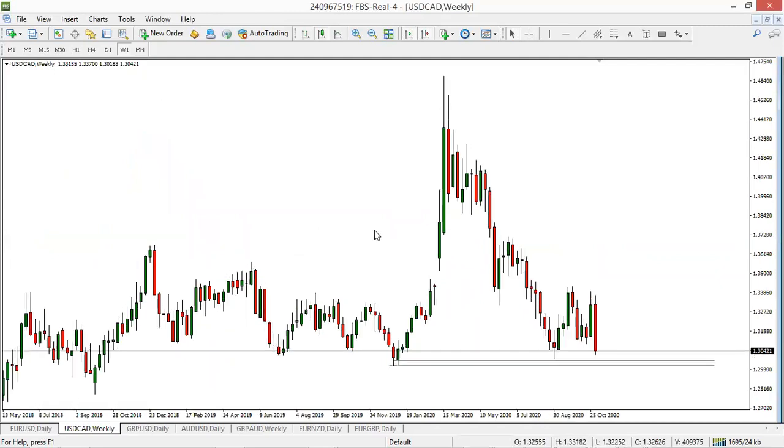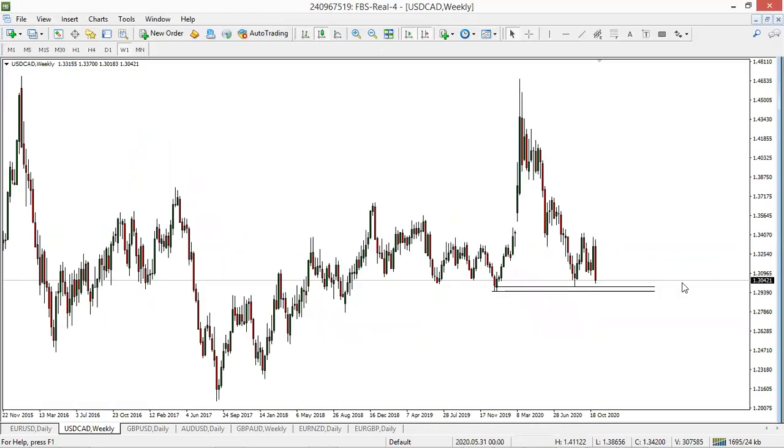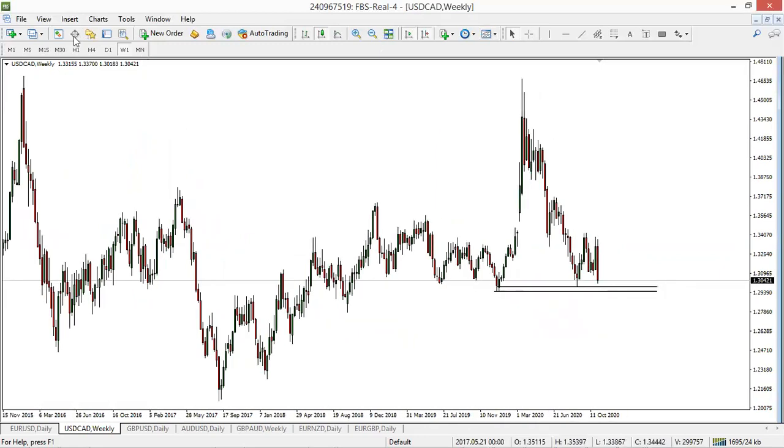Now this is USD CAD. Let's start from the monthly as usual.